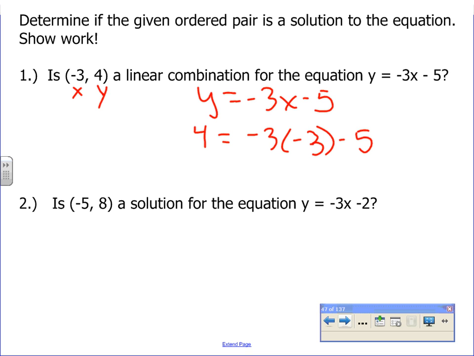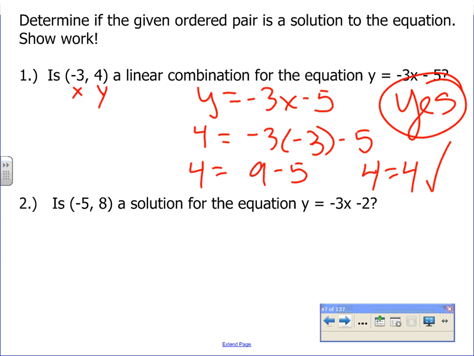And let's simplify and see. We have 4 equals -3 times -3 is positive 9. 9 minus 5 is 4. So you should ask yourself, does 4 equal 4? Yeah. So yes, this is a linear combination. And again, all that means is that is an ordered pair that falls on the graph. So that equation, it falls on that graph. There are many different linear combinations for every equation. Okay, I want you to try 2 and 3.